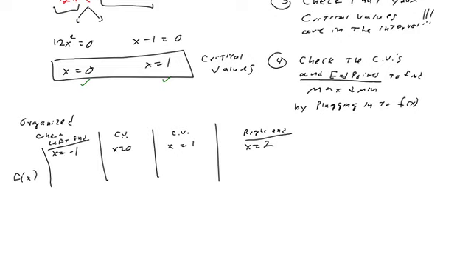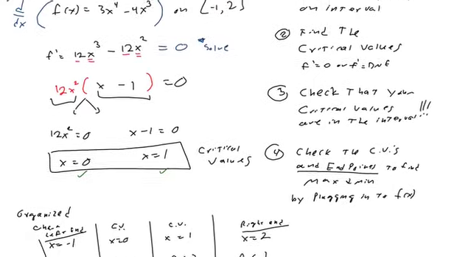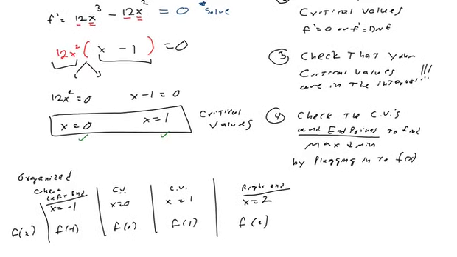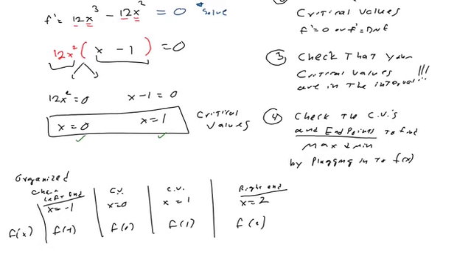So you're going to plug in f of -1, f of 0, f of 1, and f of 2 in your original f function up here. Take all these, like the 2 endpoints, and then all the critical values you found in the middle, plug them all in to see which one's the highest, which one's the lowest.